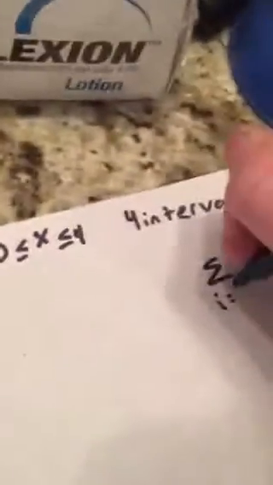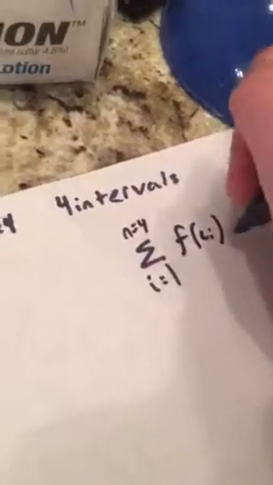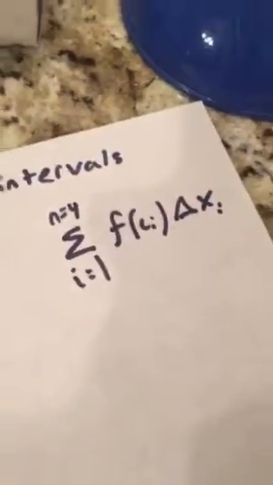finding delta x, because we want to be able to put it into the sum equation, which is the sum from i equals 1 to n equals 4 of f of c sub i delta x sub i. So we have to plug in our numbers to find all of these. The first thing we're going to do is find delta x.